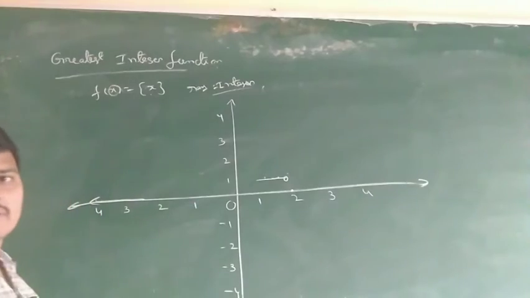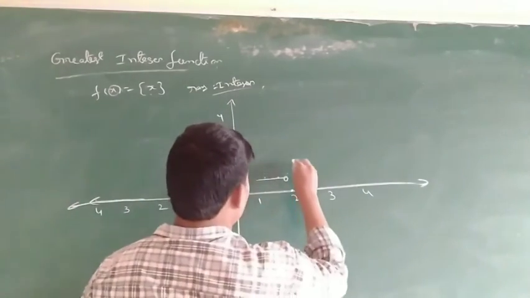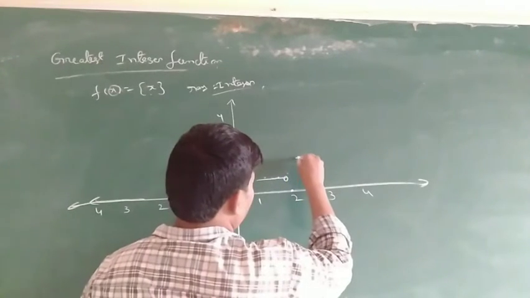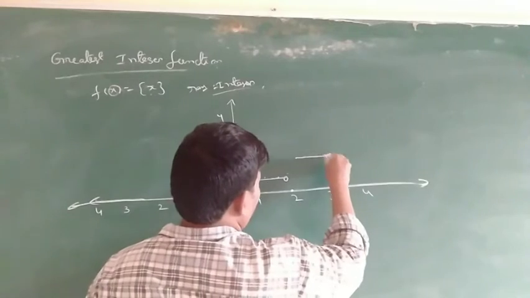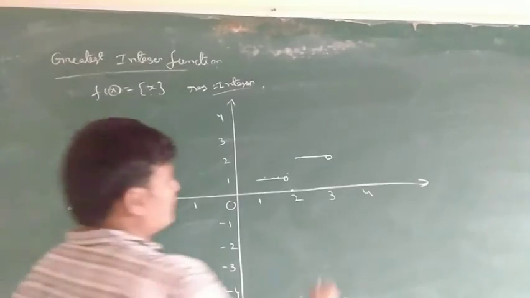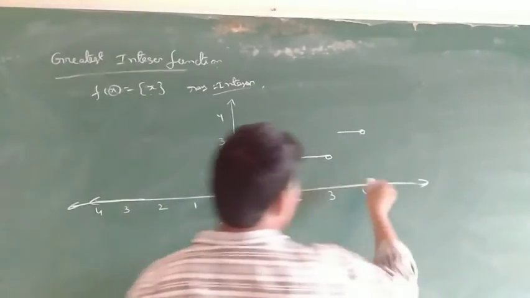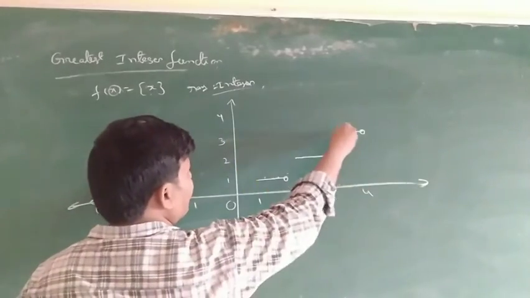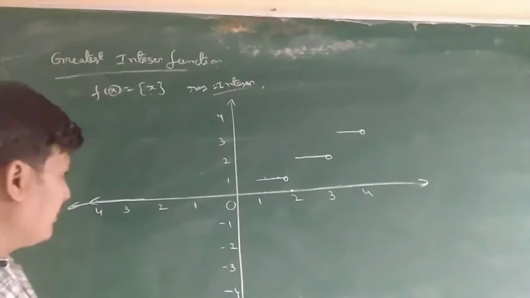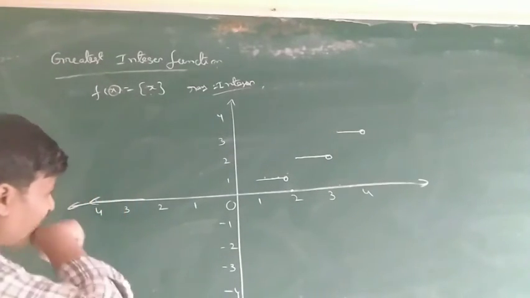Next, step of 2.1 is 2, step of 2.3 is 2, 2.2 is 2, up to 2.9. Next, 3.1 is equal to 3, 3.2, 3.4, 3.9 also 3. Next, here also the negative side.